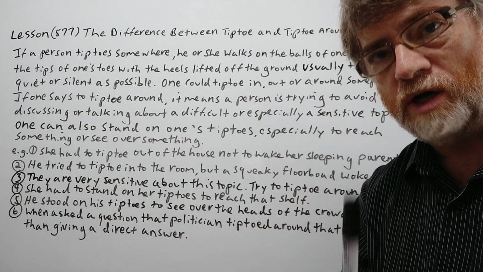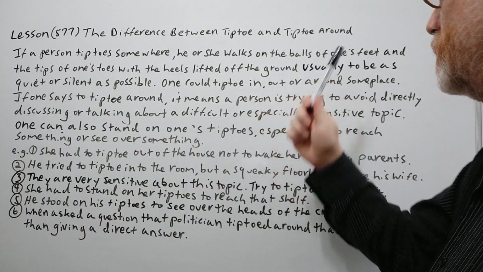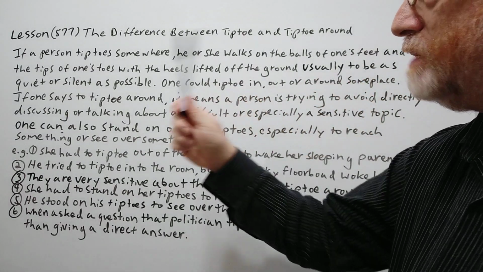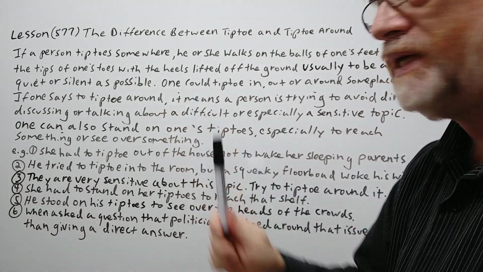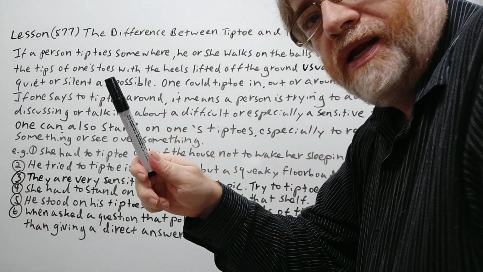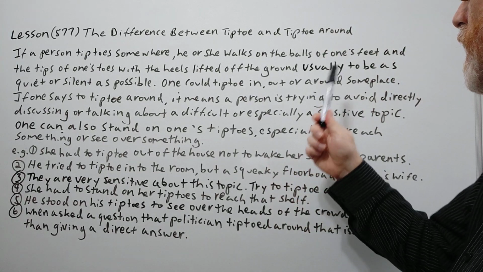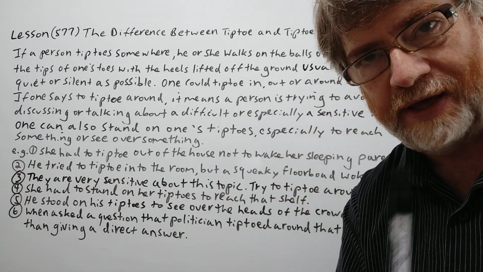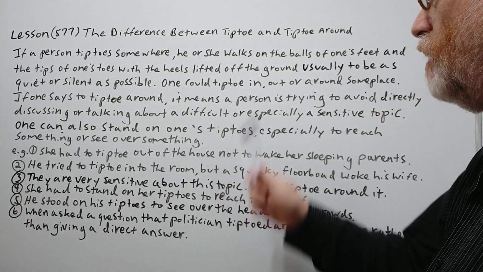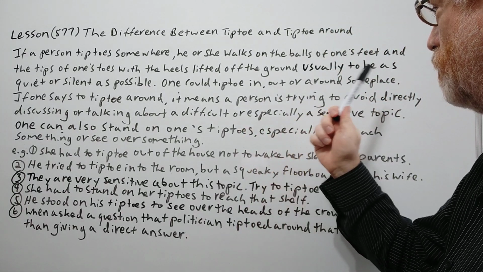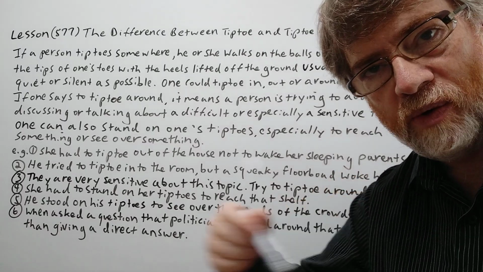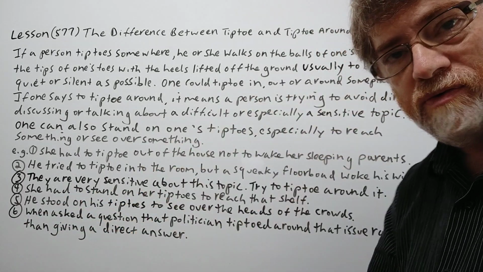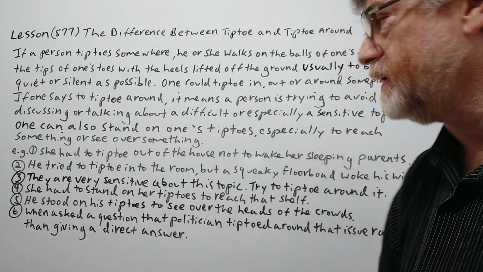If a person tiptoes somewhere, he or she walks on the balls of one's feet and the tips of one's toes with the heels lifted off the ground, kind of like that. Usually to be as quiet or silent as possible. Yeah, that's the reason you're doing that. One could tiptoe in, out, or around someplace. So you could tiptoe into a room, you could tiptoe out of a room, you could tiptoe around the room or around a bed or something like that.